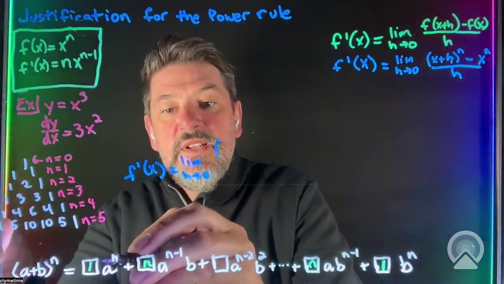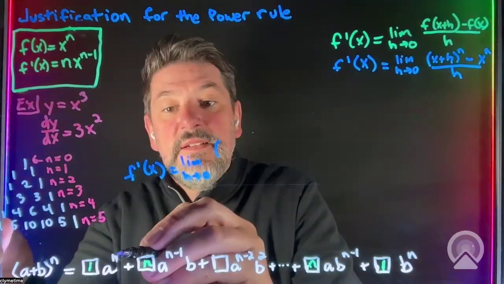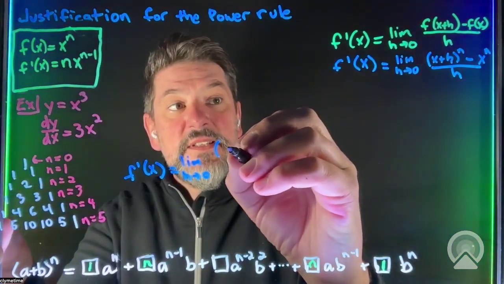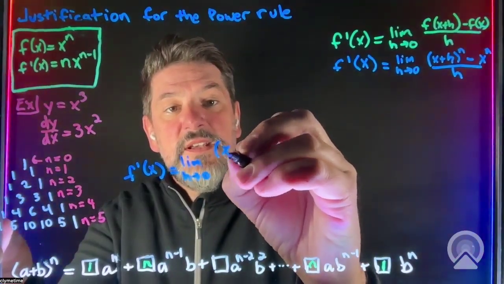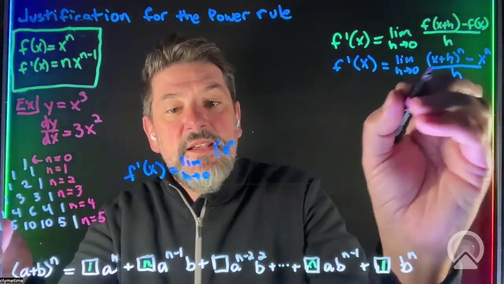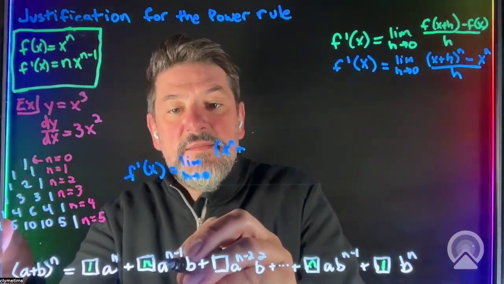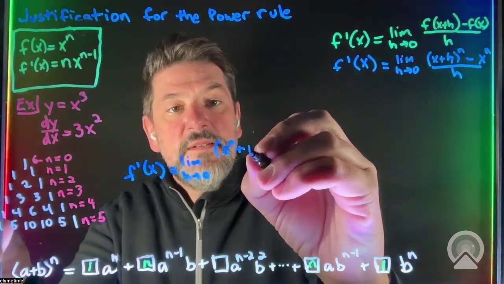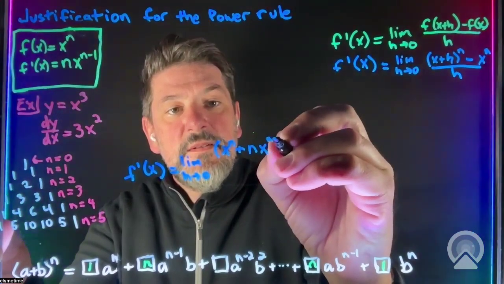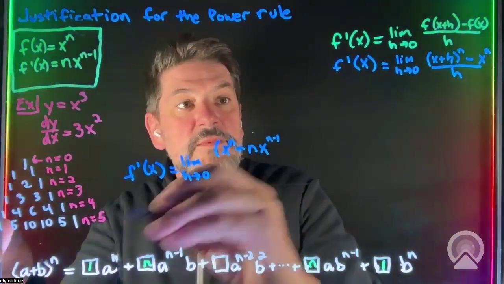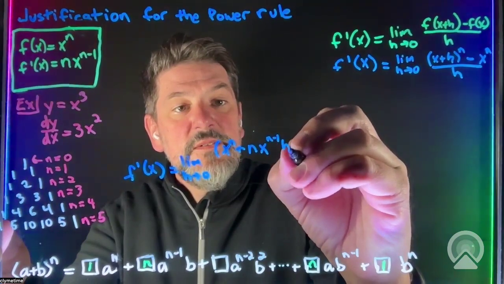So I get 1 times x to the n. So that's first, I'll just say x to the n. And then the next one is going to be n times x to the n minus 1 times my b, and my b in this case is h.